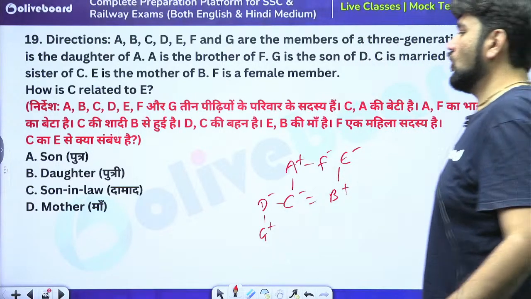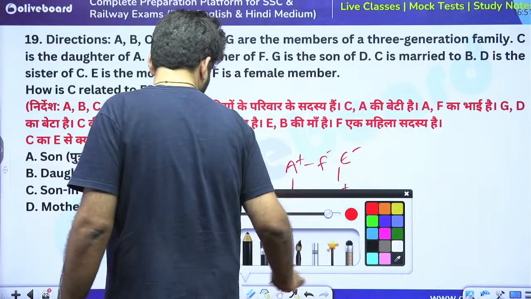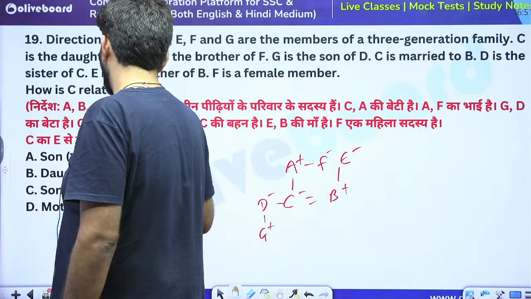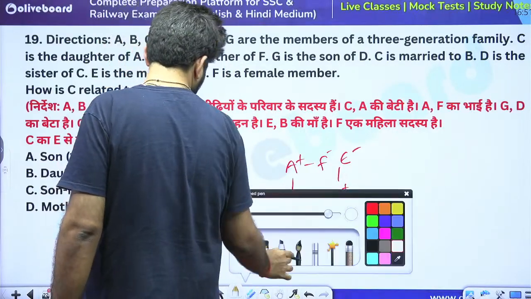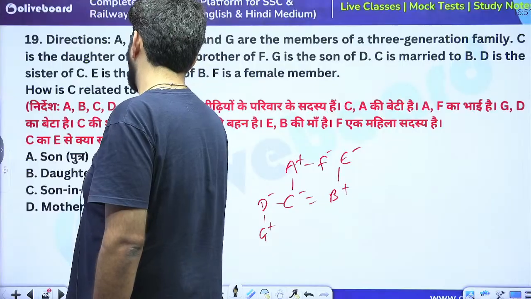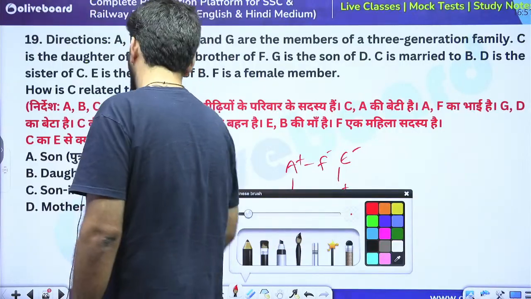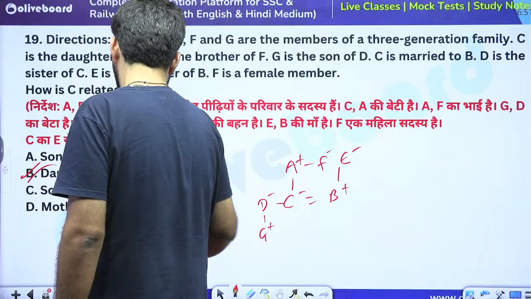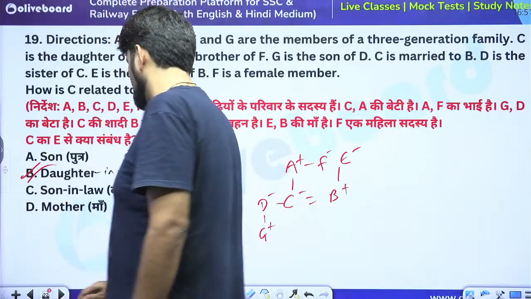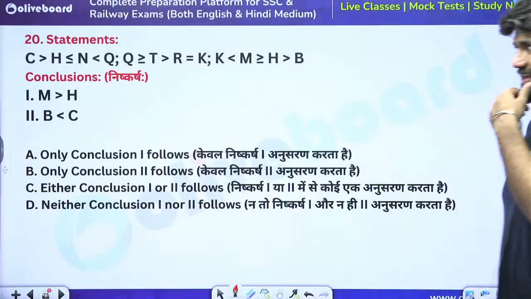C is the daughter-in-law, not daughter. This question is incorrect. So, she is the daughter-in-law. See, haste makes waste. That's the power of these questions. Just a little off balance and it's gone.